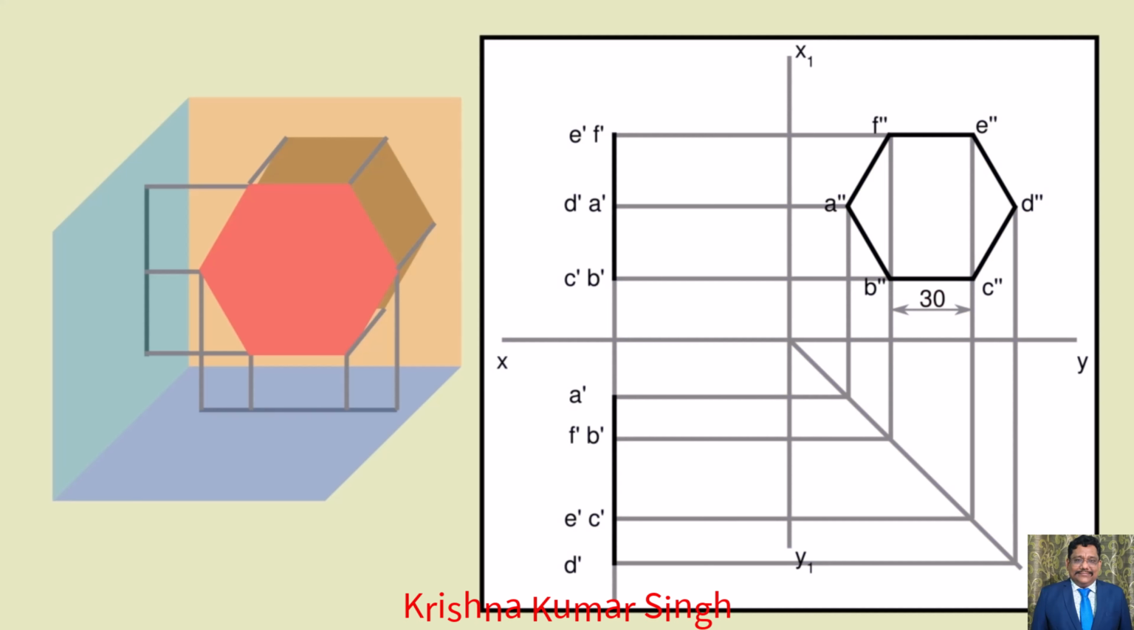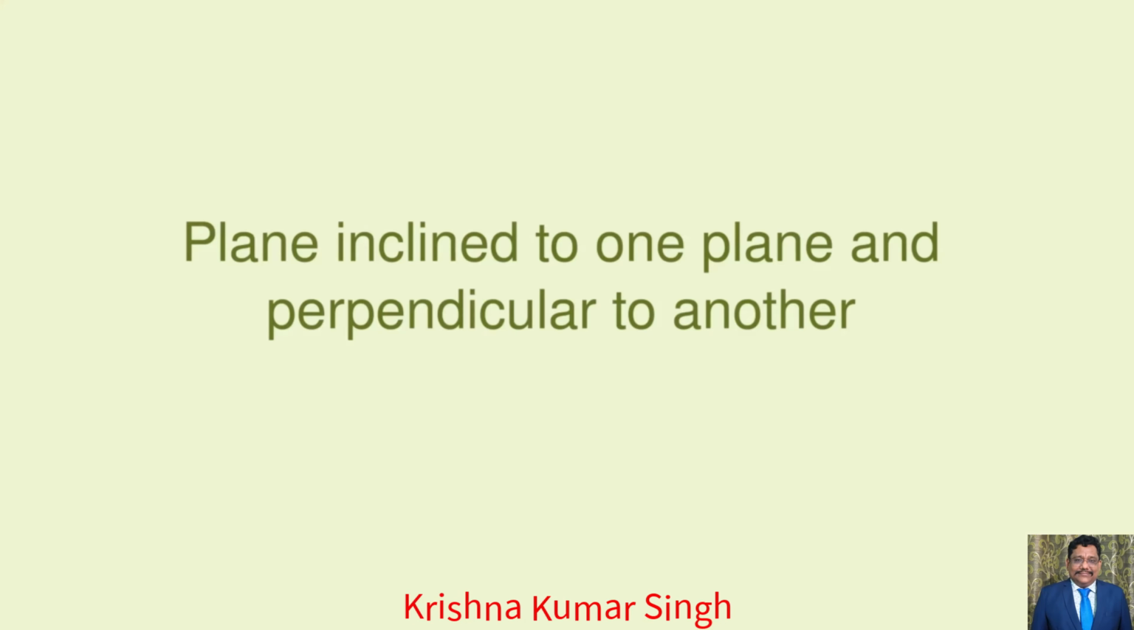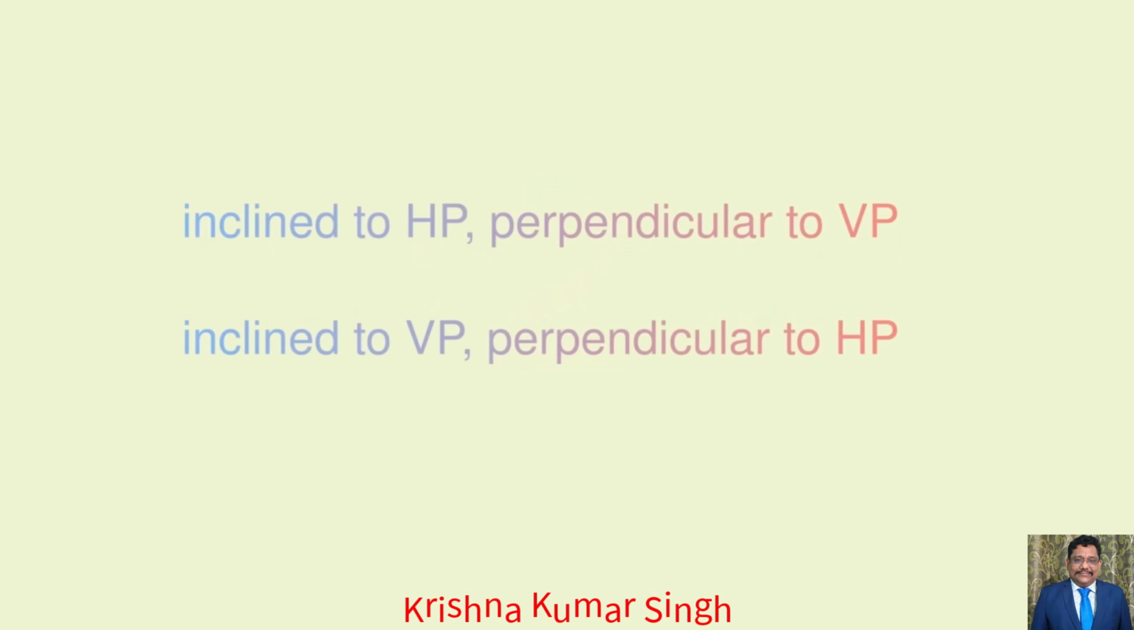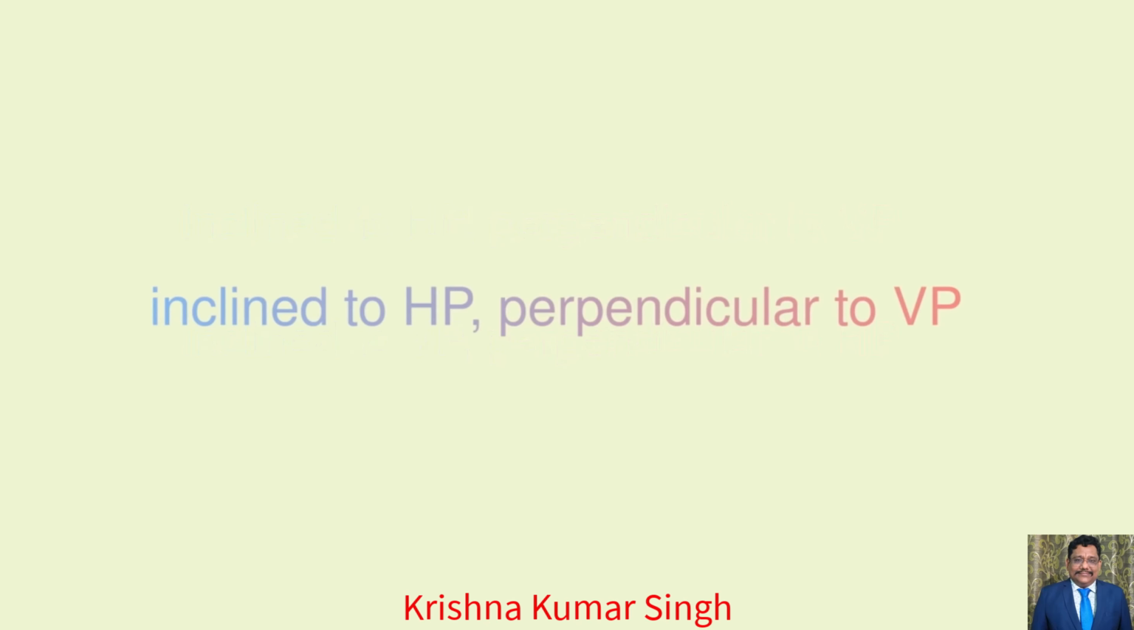This is the orthographic projection of the plane surface obtained by the above sequence of procedure. The surface of the plane is inclined to one plane and perpendicular to another. In this orientation, we have two cases: the surface of the plane inclined to HP and perpendicular to the VP, and the surface of the plane inclined to VP and perpendicular to the HP. Case 1. Surface of the plane inclined to HP and perpendicular to the VP.